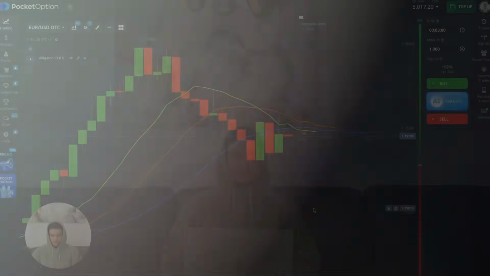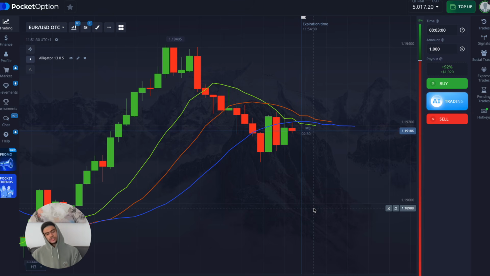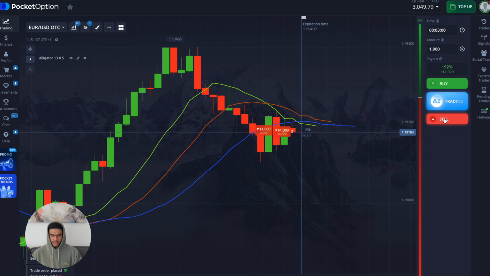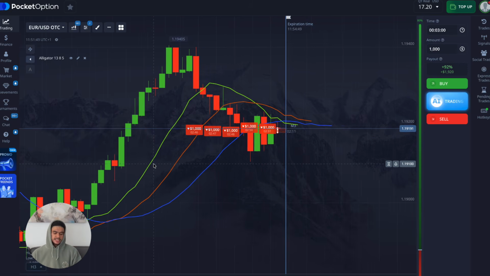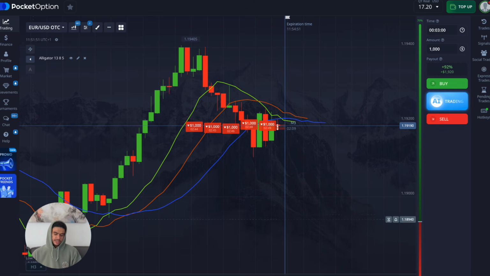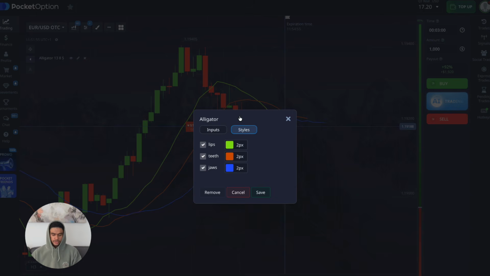All right, so I am already on the chart. We have the Alligator indicator, and right now I am ready to take my sell position here already, and then I'm going to explain why I did it. So first things first, you can see a strong bullish move right here. And by the way, the settings for the Alligator are default. The only thing I did is increase the size of the lines of lips, teeth, and jaws.